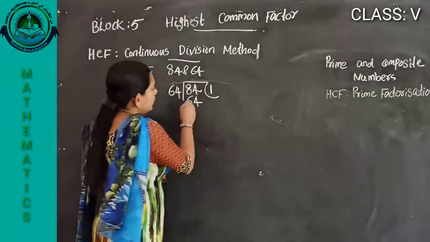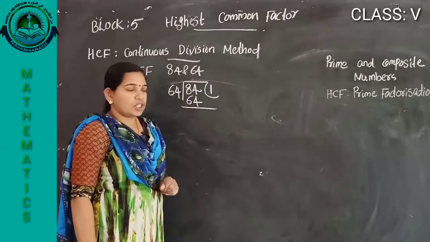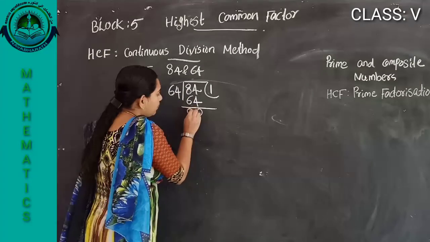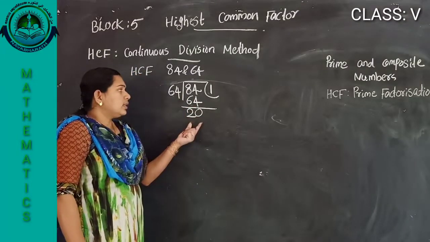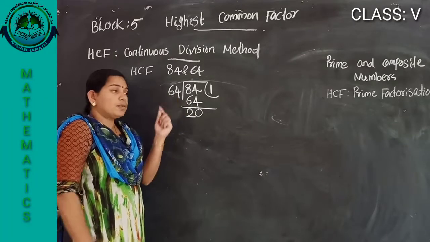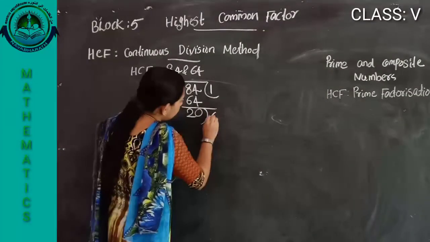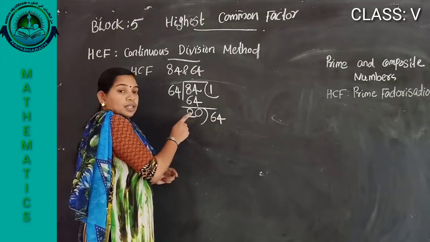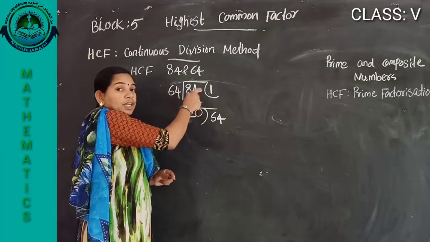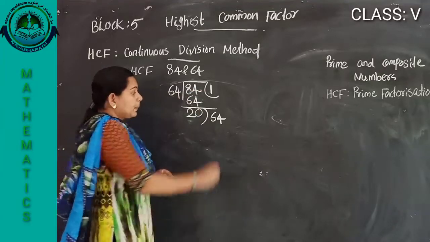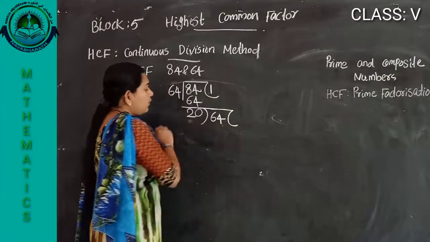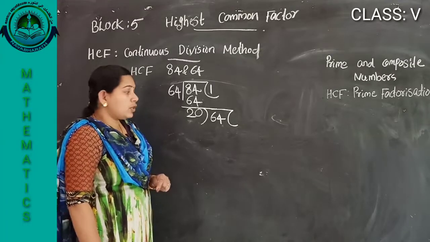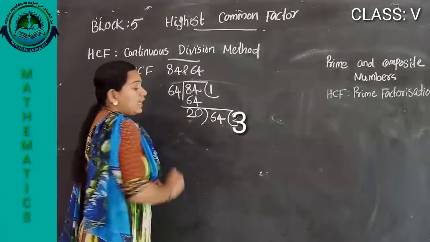Then 1 into 64 is 64. After that we subtract: 84 minus 64 is 20. Then which number do we divide? 64. So we write 64 here, and we divide 64 by the divisor 20, the difference of the numbers. Then in 64, how many 20s are there? Here 20, 60.